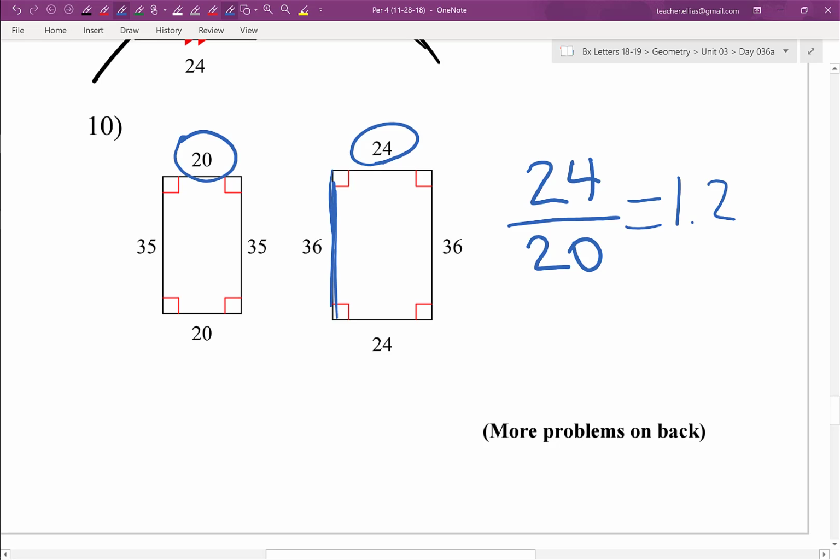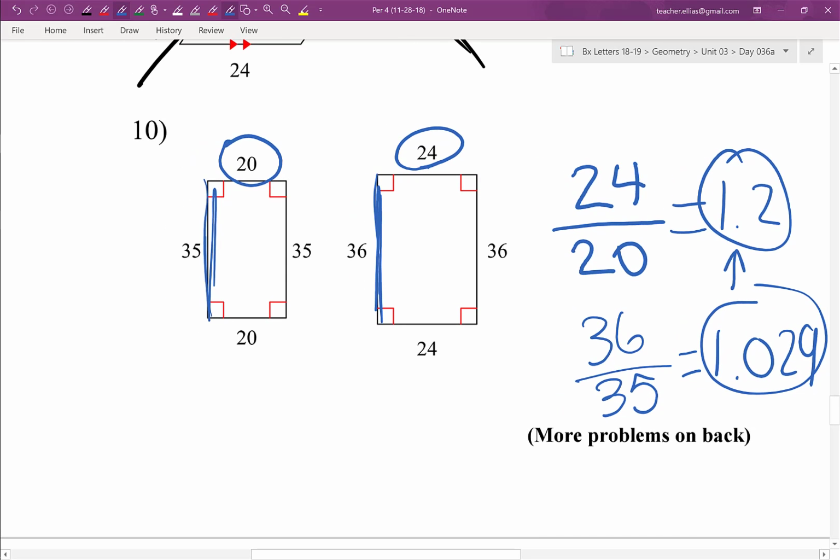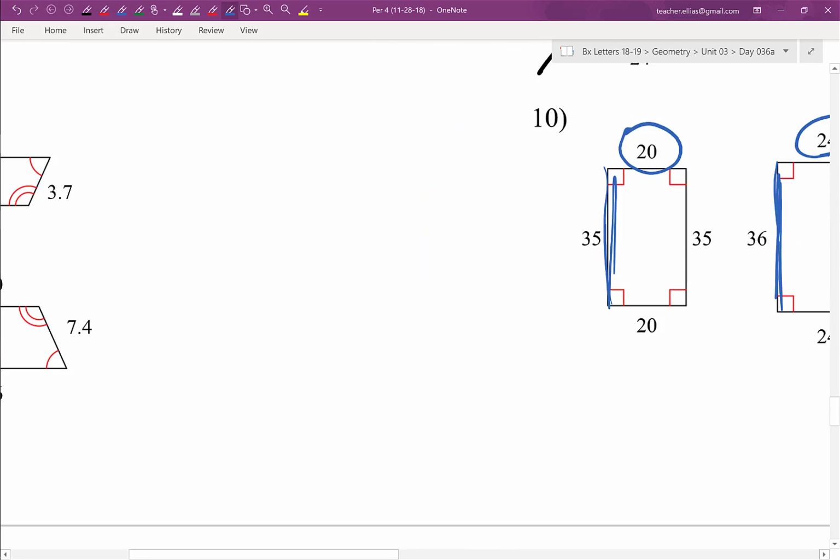We're gonna take something from the big and then divide it by something from the small. So 36 divided by 35. And if they are similar, they will have the same thing of 1.2. And if we type that in, that gives us 1.029. So if we see it, they are not similar because they don't have the same decimal proportion. That one. Let's do this one.